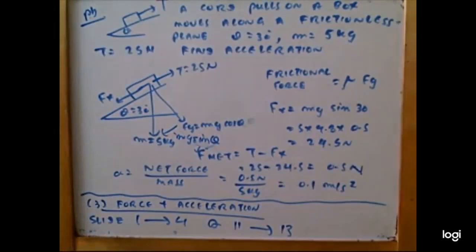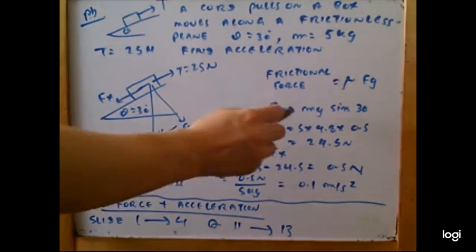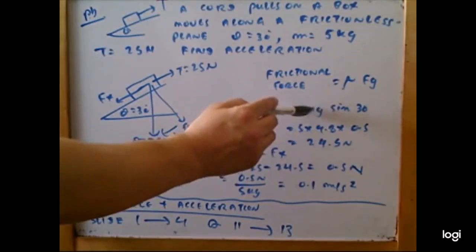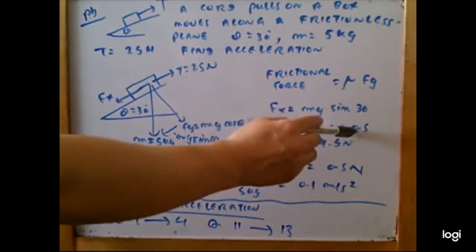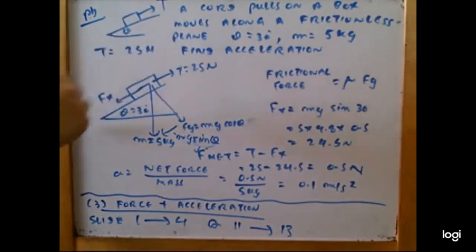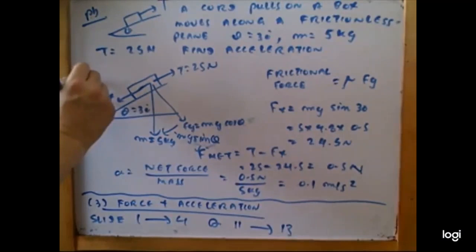So this mg sine theta is equal to the horizontal force Fh. Fh is equal to mg sine theta. So m is 2, g is 9.8, sine theta is 0.5, so 24.5. So this force Fa is in this direction. This Fa is equal to mg sine theta.